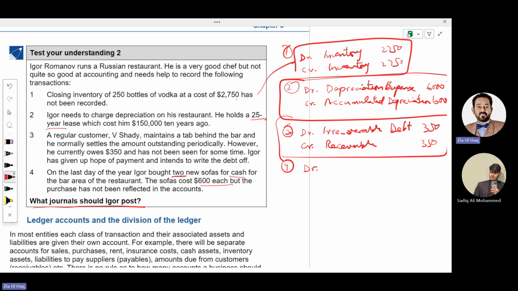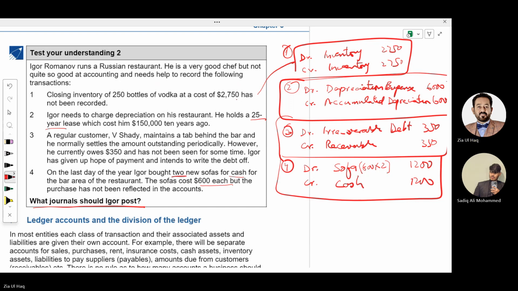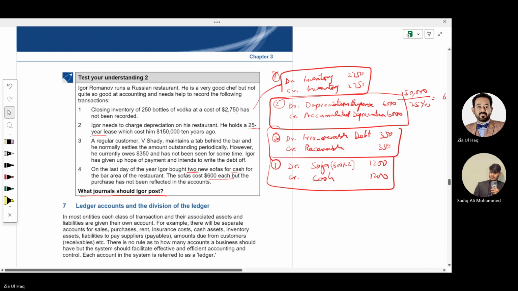Debit what? Sofa or furniture. 600 each and he bought 2. How much? 1,200. What should be the credit? Cash 1,200. Is that fine? This is the purchase of non-current assets we will record in journal. Can you understand this?